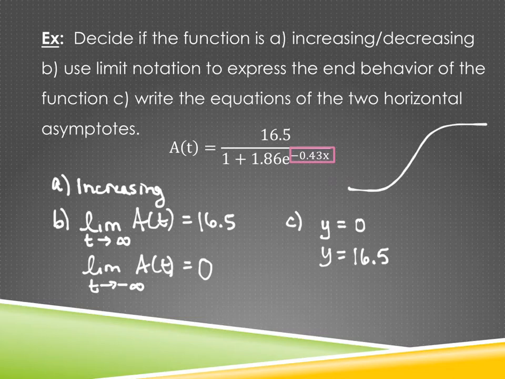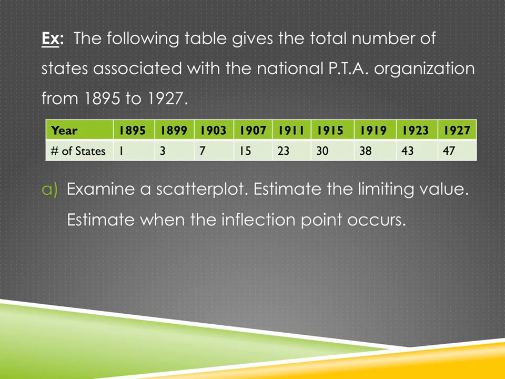Okay, let's do an example with data values. All right, I'm going to read it without showing it to you because you guys have it there with you too. The following table gives you the total number of states associated with the National PTA organization from 1895 to 1927. Actually, I do want to show you something because there is a detail with this one that's interesting. Part A says to examine a scatter plot, estimate the limiting value, estimate when the inflection point occurs, and then eventually we're going to find an equation for this. The first thing we have to do is enter this data into our calculator, and it's a little bit weird.